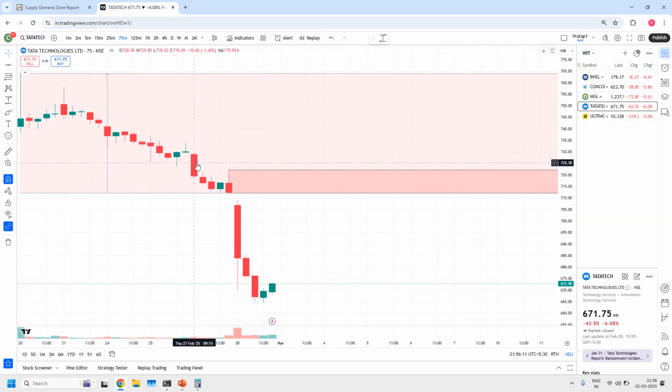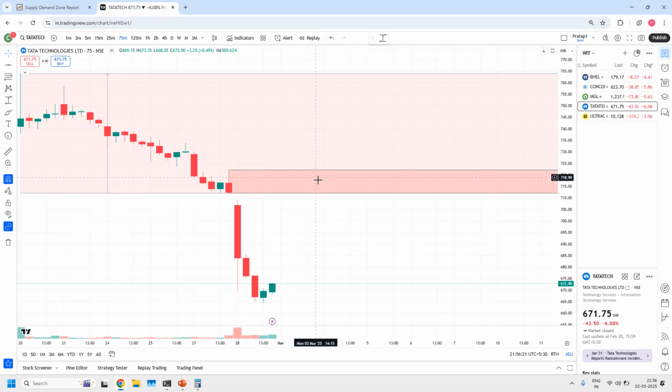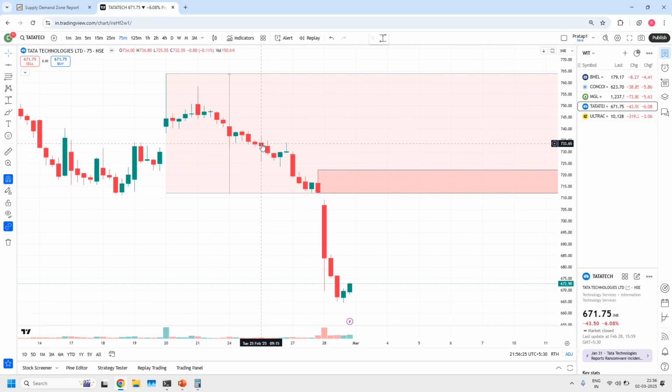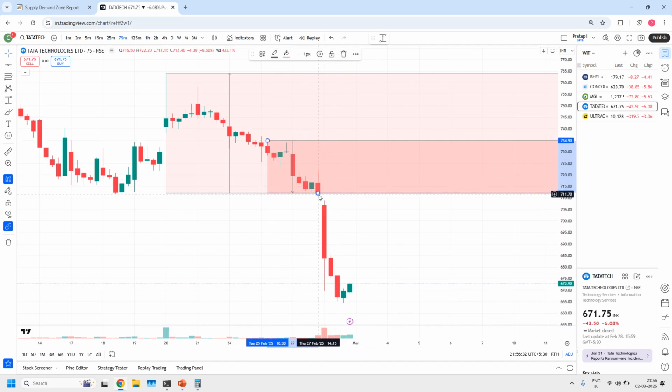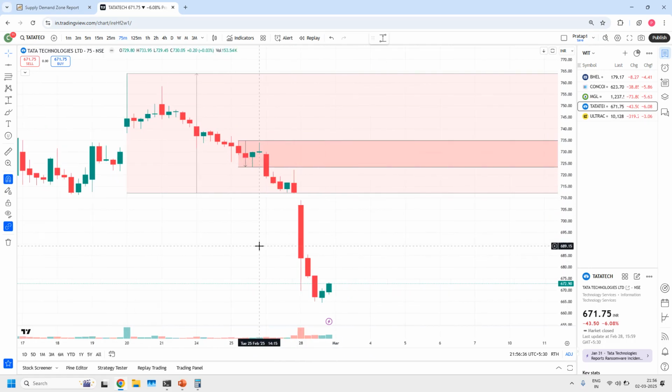This is 25th only, right? This is 27th. Tata Tech. This is 25th, 9:15. Where is 25th, 9:15? Yeah, this is the one. Sorry. Actually, our software identified this. Good, perfect. So it is qualified as a leg out.